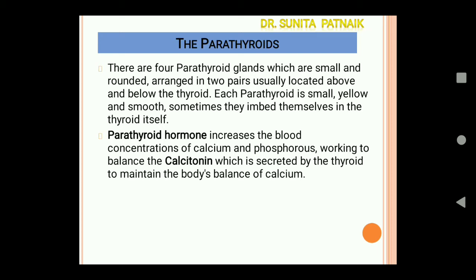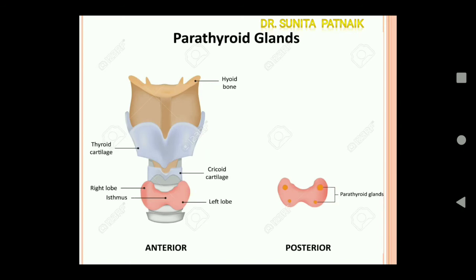So the function of parathyroid hormone is to increase the blood concentration of calcium and phosphorus, working to balance the calcitonin which is secreted by the thyroid to maintain the body balance of calcium. So it increases the calcium level in the blood. Remember, the parathyroid hormone is a hypercalcemic hormone, which means it raises the calcium concentration. This is the structure of parathyroid gland, as you can see here.